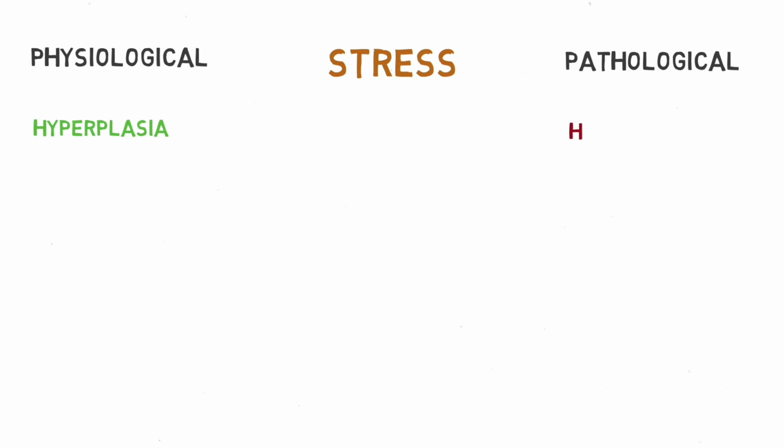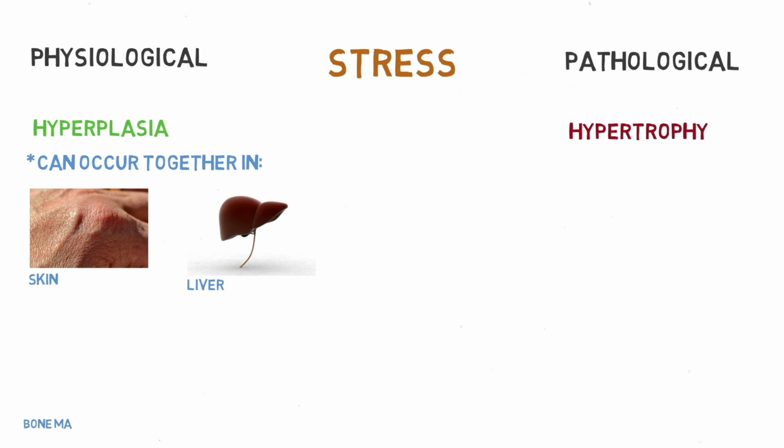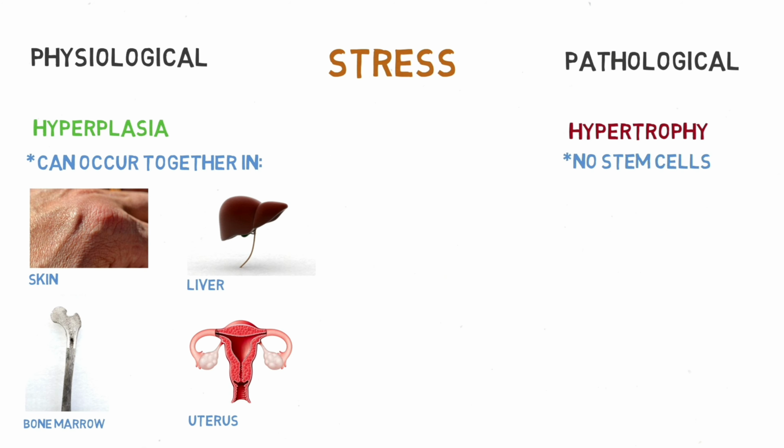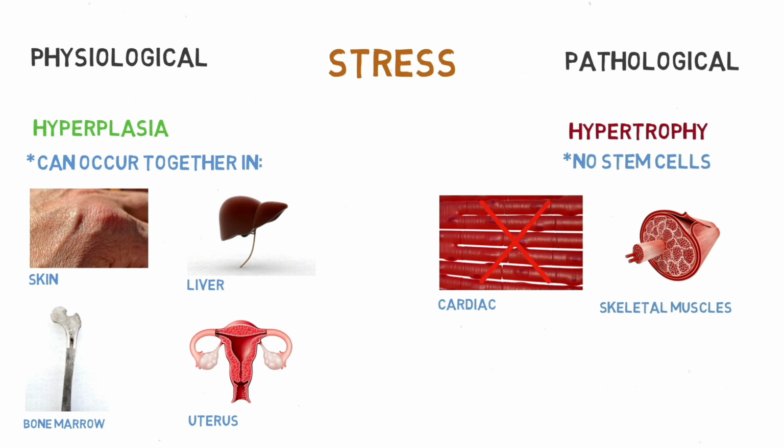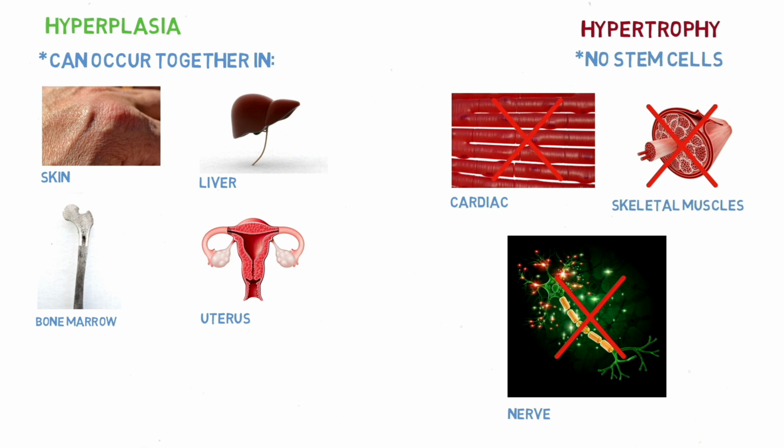Alright, as a quick recap, whenever an organ encounters any sort of physiological or pathological stress, it adapts by hyperplasia or hypertrophy. In general, hyperplasia and hypertrophy happen together in organs with stem cells like skin, liver, bone marrow, or uterus. Organs that lack stem cells like heart, skeletal muscle, and nerves can only undergo hypertrophy.